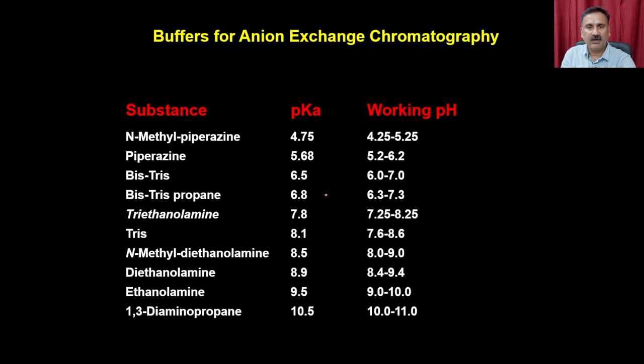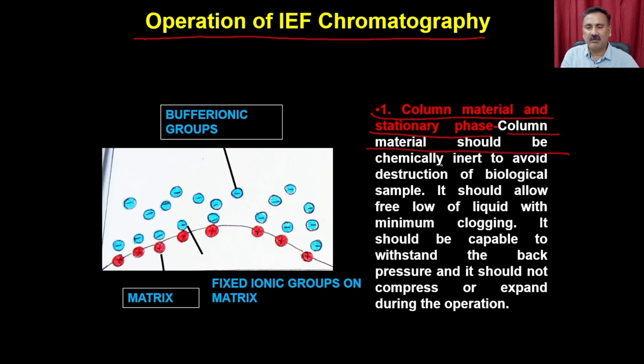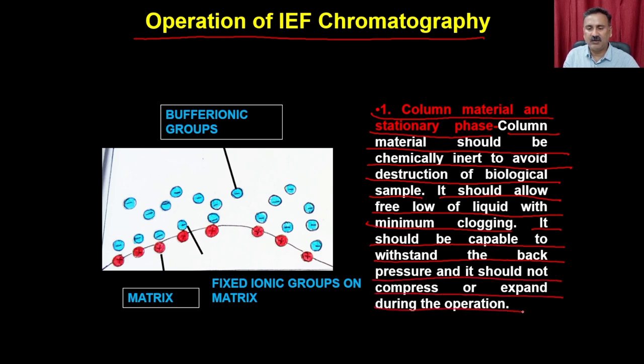Now the second point is how you are going to perform the ion exchange chromatography. The operation of ion exchange chromatography is a three-step process. In step one, you are going to prepare the column matrix and the stationary phase. The column material should be chemically inert to avoid destruction of the biological sample. It should allow the free flow of liquid with minimum clogging. It should be capable of withstanding the back pressure, and it should not compress or expand during the operation. So this is going to be the matrix when you prepare it. It's going to have the positively charged groups, and they are going to have the counter ions.